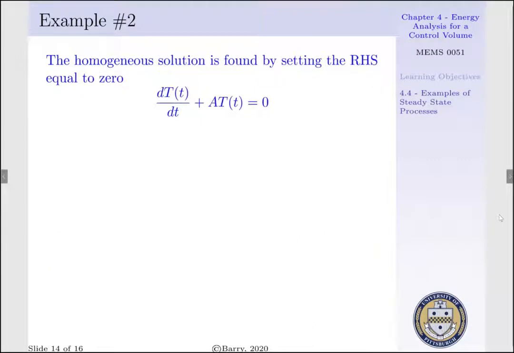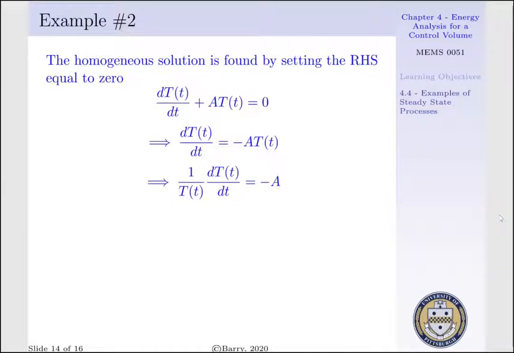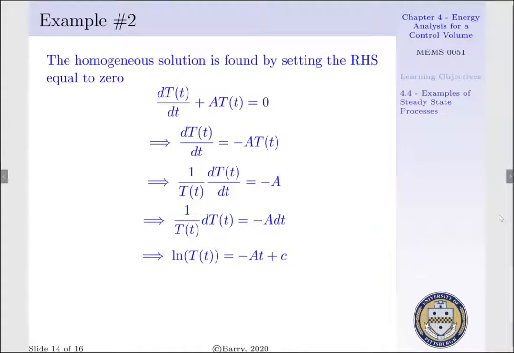To determine our homogeneous solution, we set the right-hand side equal to 0. That is, we have the time rate of change of temperature plus A times the temperature is equal to 0. Or we have the time rate of change of our temperature is equal to minus AT. Or we have 1 per T, the time rate of change of temperature is equal to minus A. Or, grouping like terms, we have 1 per T dT is equal to minus A dt. Thus, if we integrate, we have the natural log of T is equal to minus A t plus c, where c is a constant of integration.